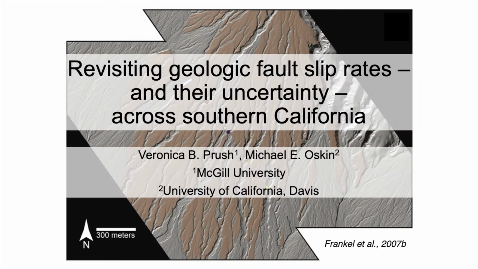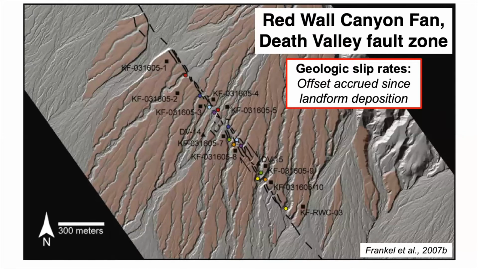I'm excited to share with you our reanalysis of fault slip rates across Southern California and the implications of our findings for the treatment of uncertainty in these data sets. Geologic slip rates measure the average rate of fault activity as recorded by offset geologic features of known age. Let's look at an example from the Death Valley Fault Zone, a slip rate site included in this study.